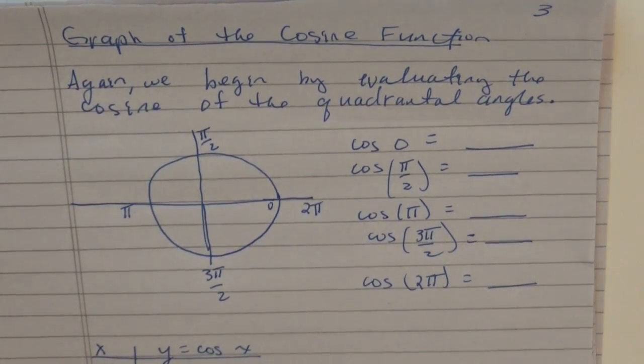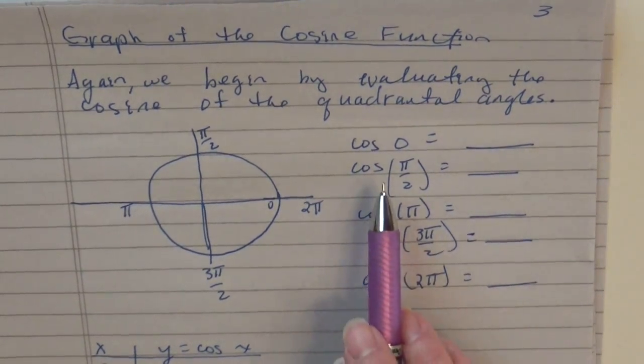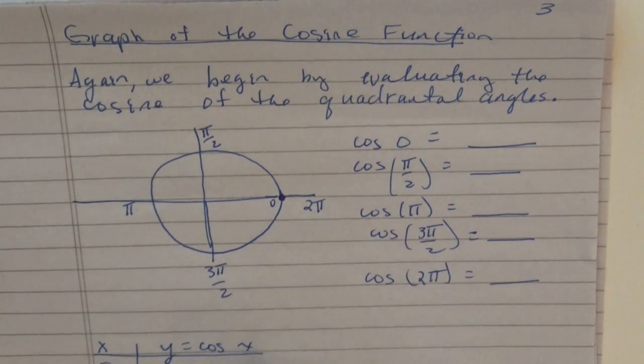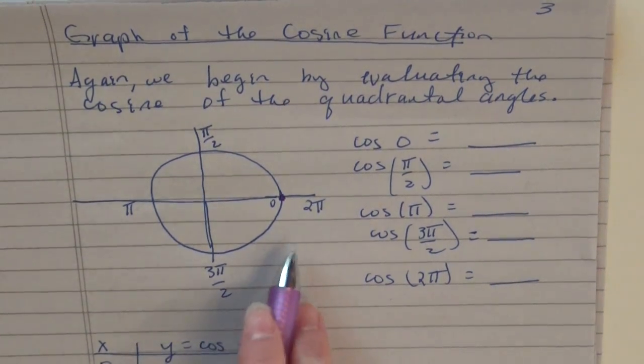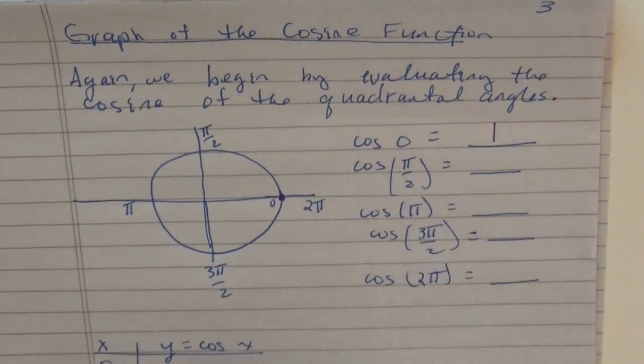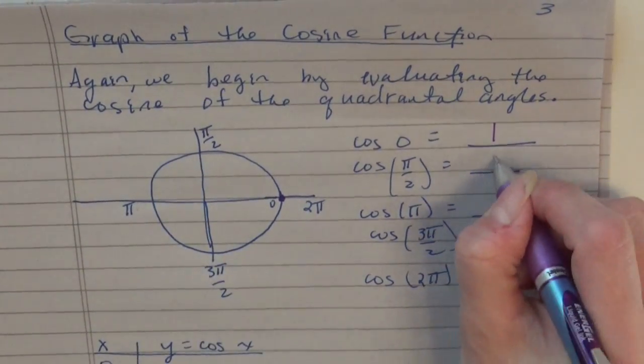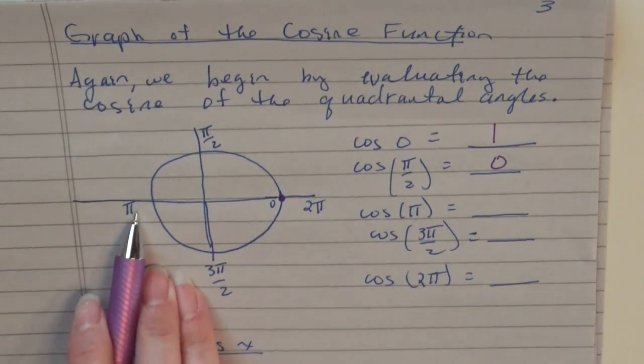Alright, let's take a look at the graph of the cosine function. So again, we begin by evaluating cosine of the quadrantal angles. So cosine of 0 would be found on the unit circle here. And we know that ordered pair to be 1, 0. The x-coordinate is 1. Cosine pi over 2 would be 0. Cosine pi is negative 1.